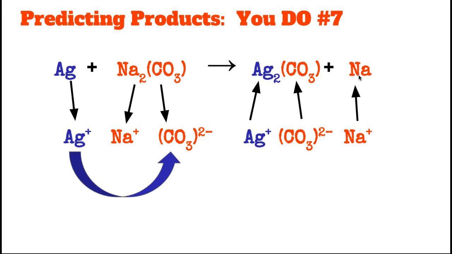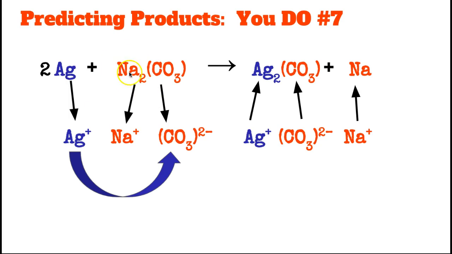Let's try our next problem, number 8. Oh, sorry, before we go to number 8, I forgot we need to balance. So let's take a look at this. We have 2 silvers on this side, we need to have 2 silvers on here, so we're going to put a coefficient of 2 in front.